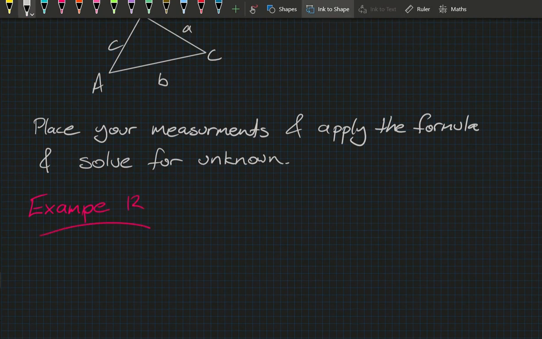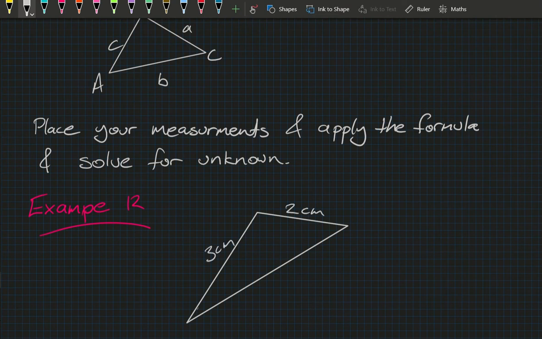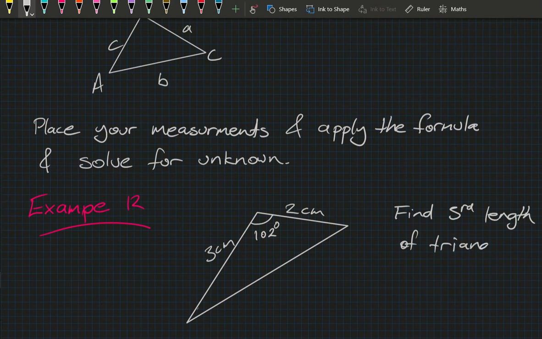where we have a triangle that has 3 centimeters on one side, 2 centimeters on another, and they're separated by an angle of 102 degrees. That degrees symbol looks like a 0, doesn't it? And now they want us to find the third length of this triangle. So the first thing I'm going to do is label the triangle so the formula gets easy.